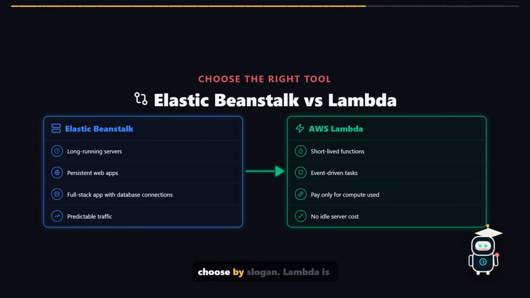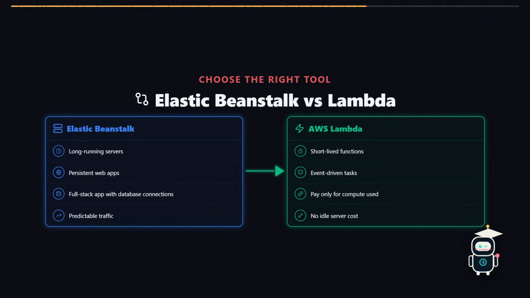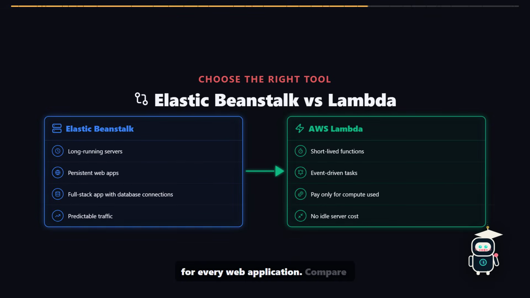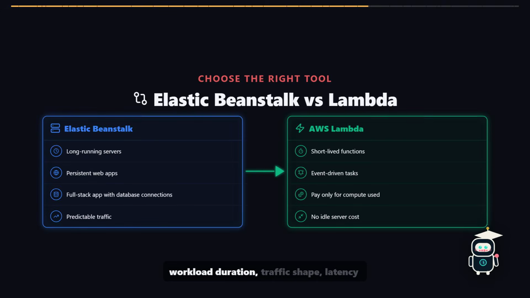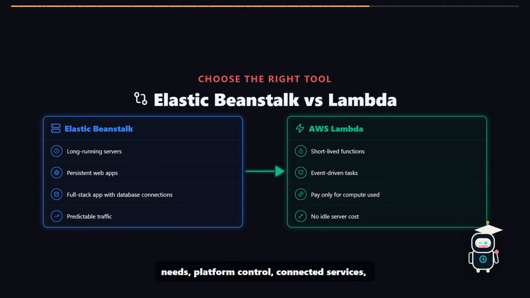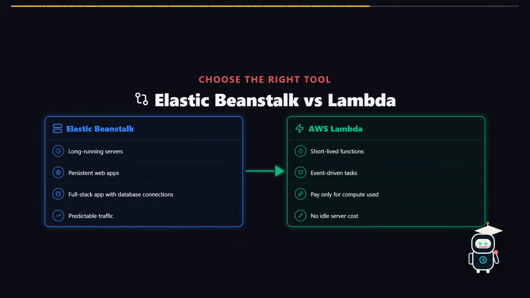Do not choose by slogan. Lambda is not automatically cheaper, and Elastic Beanstalk is not automatically better for every web application. Compare workload duration, traffic shape, latency needs, platform control, connected services, and total cost.